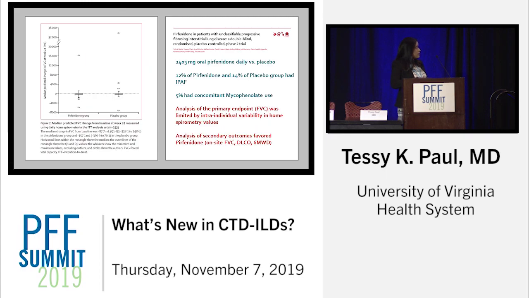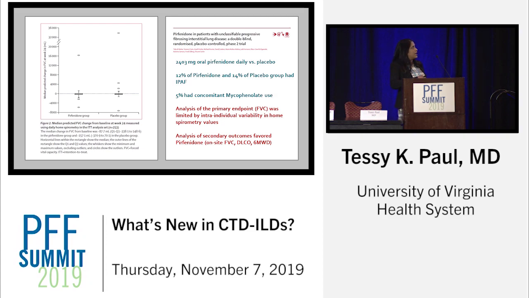So the last trial I just want to mention is PRAISE-ILD, no, PreferNoDoane, in patients with unclassifiable progressive ILD. This was a phase 2 trial, and this was a smaller population. The earlier ones were 600 and 500 patients. This had about 200 some for a shorter duration. The reason I want to mention this in the CTD talk is that about 12 to 14% had IPAF, for whatever it's worth.